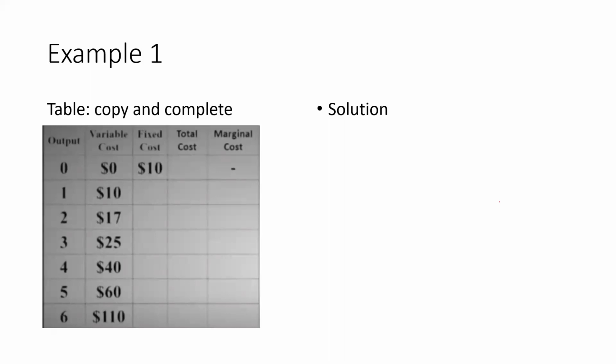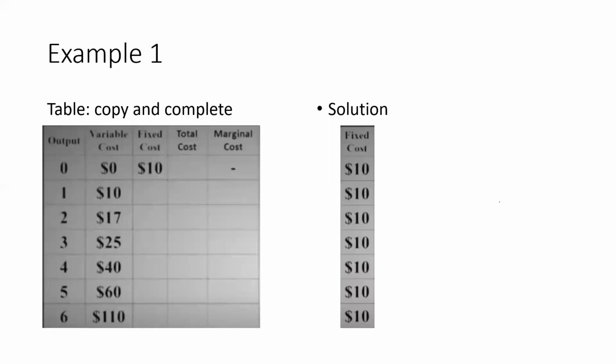The total cost? No, for fixed cost, $10. The $10 fixed cost will be $10. So $10, no change, nothing is going to change. Why? Because it's fixed. Very correct. So we have $10 for fixed cost. What of total cost?